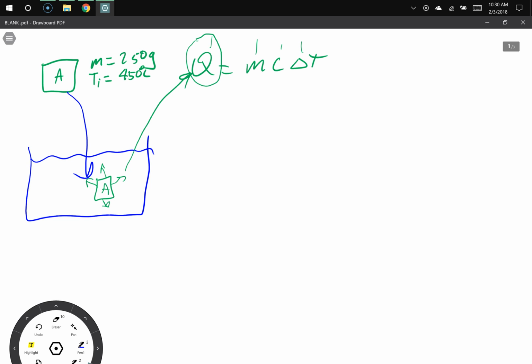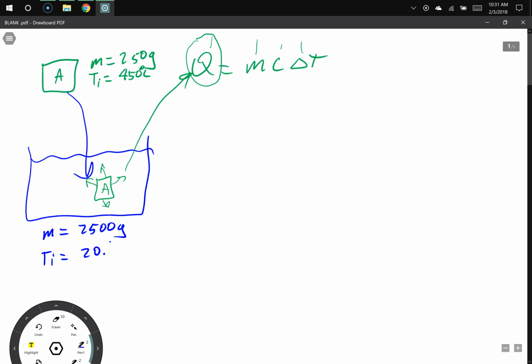Alrighty, so let's say that this water that I've got, that the water's mass is 2,500 grams. And that the water's initial temperature is somewhere around room temperature, so we'll just say it's 20.0 degrees Celsius. The object goes in, it heats up the water. It stops heating the water, and the water's final temperature is, say, 22 degrees Celsius. So great, we raised the water temperature by 2 degrees. Where did the energy come to raise the water's temperature by 2 degrees? It had to come from this object A.